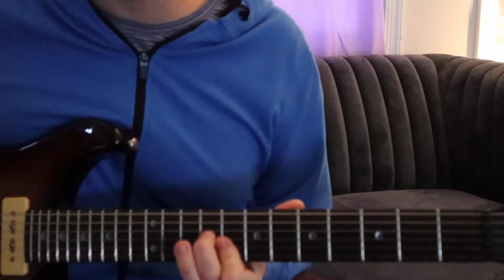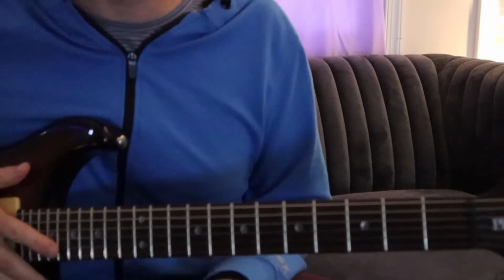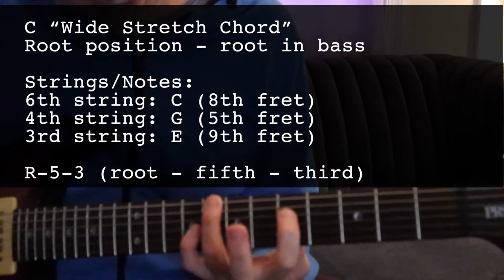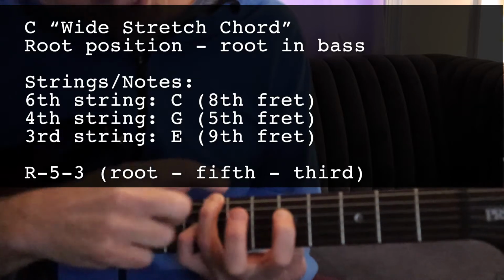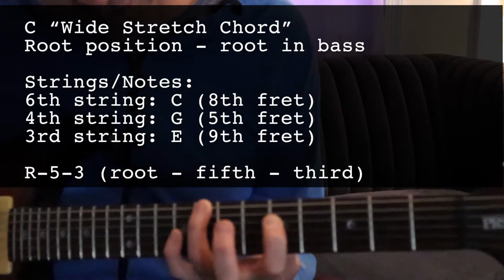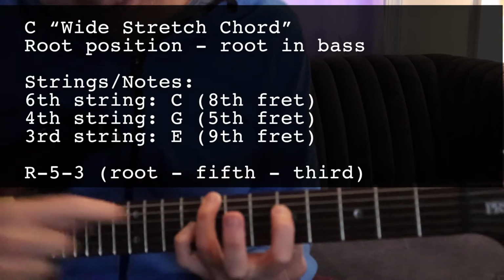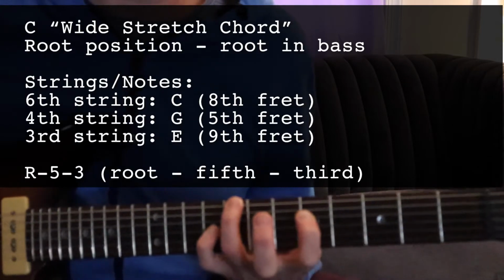This may sound a little dry, but let me show you a few fun things. One voicing I love is what I call the wide stretch chord, and that's the way I was taught it was called. You have a C in the bass. Here we have the 6th string, the 4th string, and the 3rd string. Here we have a C, we have a G, and we have an E. And it just sounds really pretty. And you can also play the notes individually.